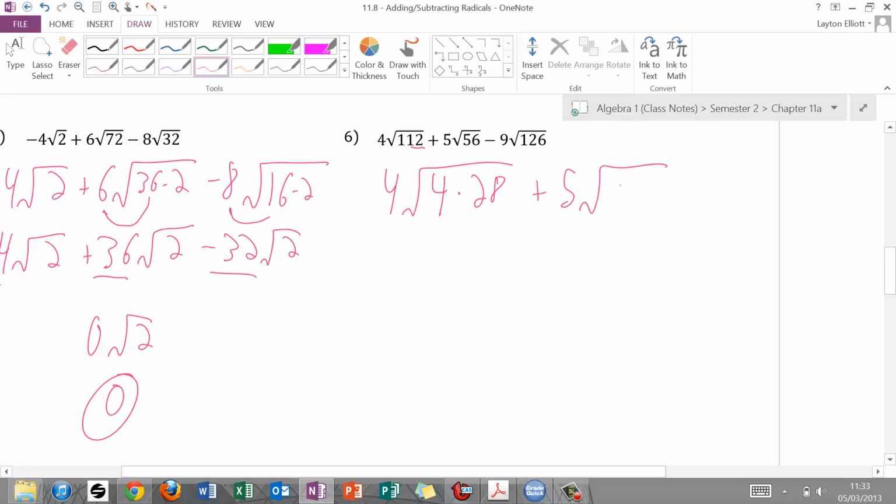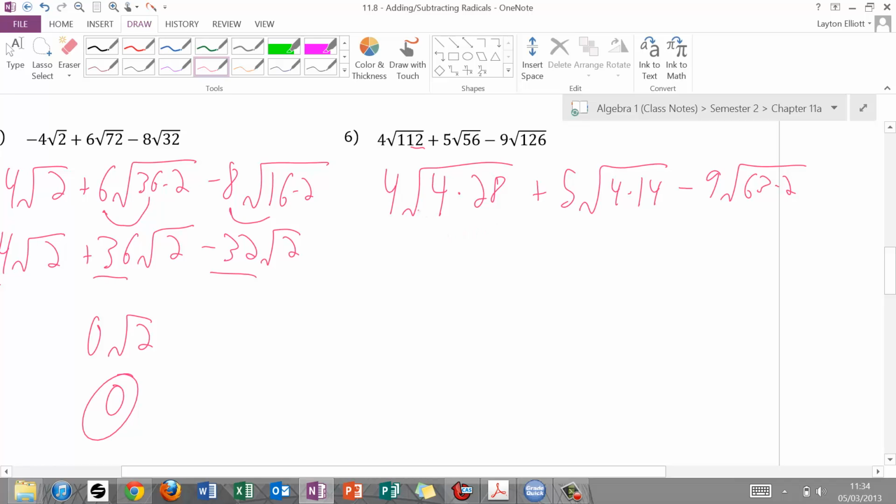56 is also, let's see, 14 times 4. So let's just do it as 4 times 14. And then radical 126, I can break it up into 63 times 2. We can leave it like that for now.